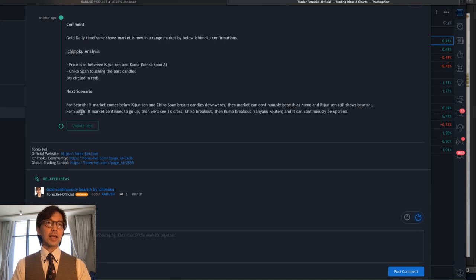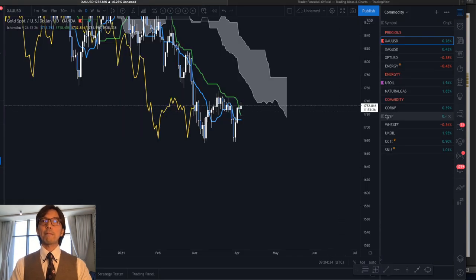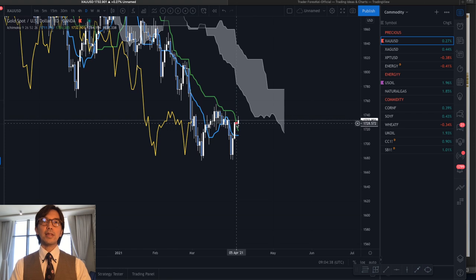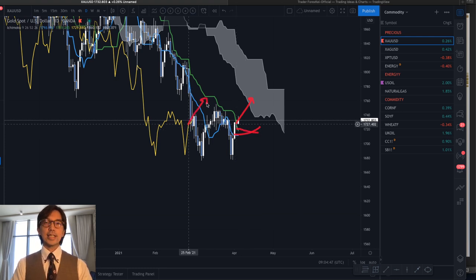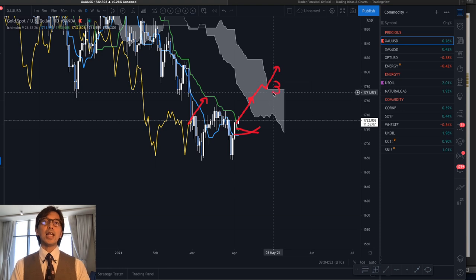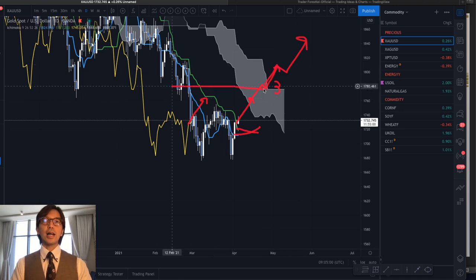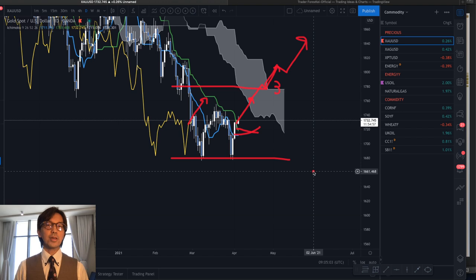And for bullish scenario, I put that if market continues to go up, then we'll see Tenkan Sen, Kijun Sen cross, and Chikou Span breakout, and then Kumo breakout, which becomes Sanyaku Koten signal, and the market can continuously be bullish. So if the market continues to go up this way, then it will break into the Kumo, and Tenkan Sen, Kijun Sen will gold cross, and then Chikou Span should go above the candles, and then eventually, if the market breaks the Kumo, then this becomes Sanyaku Koten signal, and afterwards, we might see a continuous bullish trend like this. And in between, I will do nothing, because this is still ranging.